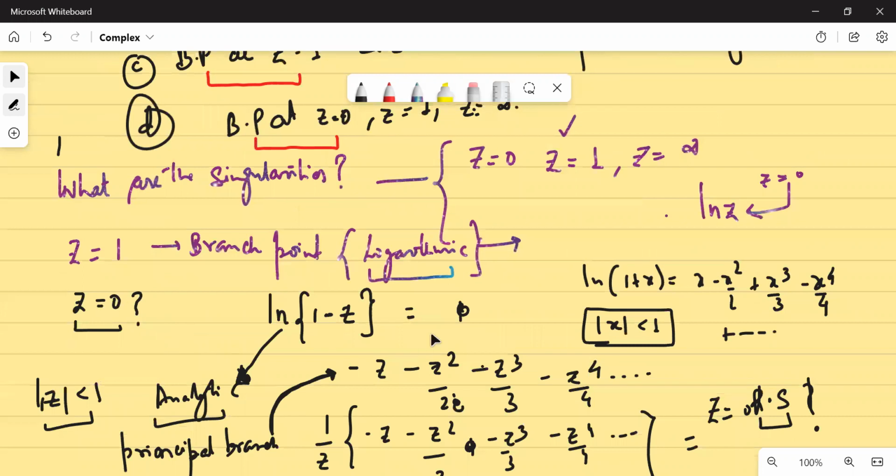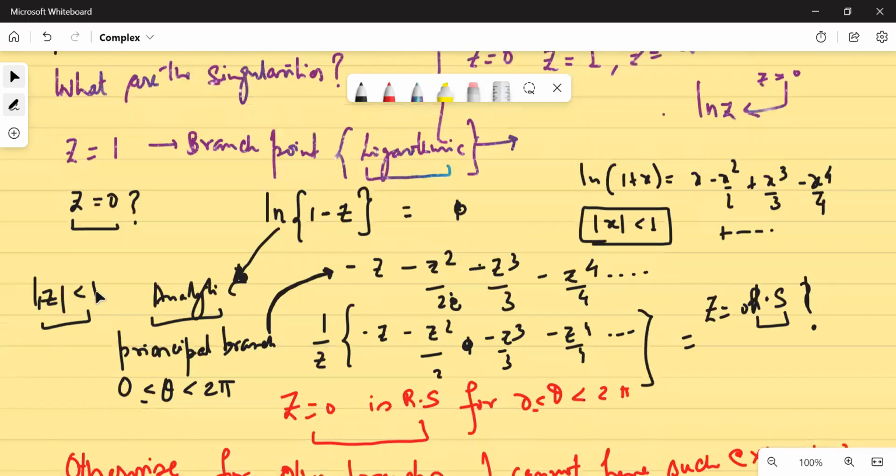At z equal to 0, you can clearly see, if I expand ln(1 minus z) into some sort of series, first, the series will be valid in the region mod z less than 1. And secondly, you can only expand ln(1 minus z) in the form of a series when it is analytic. It is analytic only in the principal branch, because beyond that the function will encounter a discontinuity.